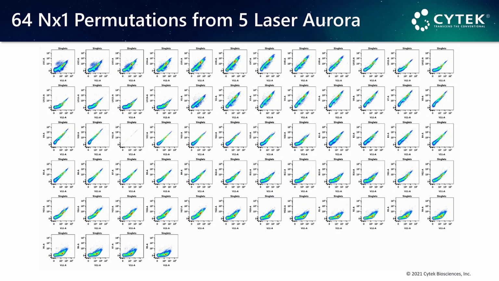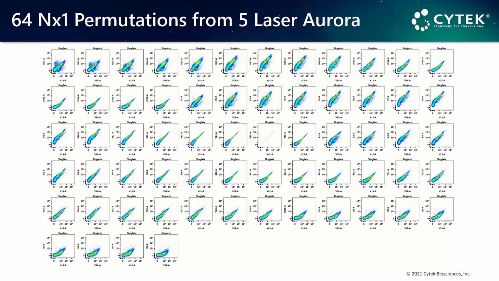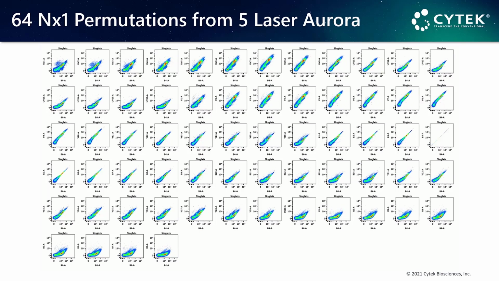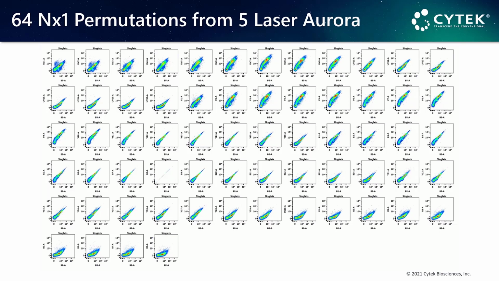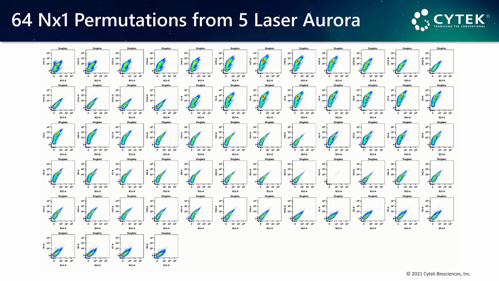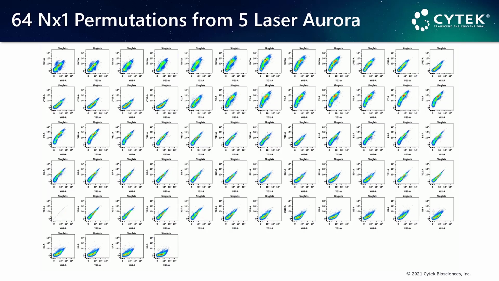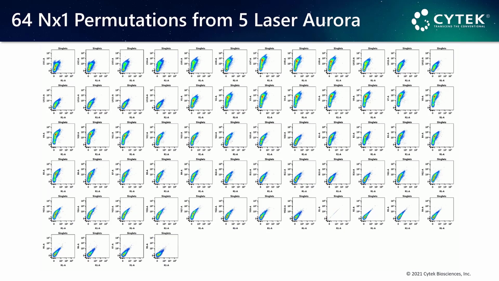But for the curious, here's a brief video that shows all 64 permutations on a 5-laser Aurora from a tissue digest sample. So rather than displaying all 64 detectors versus one another in an enormous n by n array, we use what we call an n by 1 array. And in this, we plot the first parameter against every other parameter in the data.